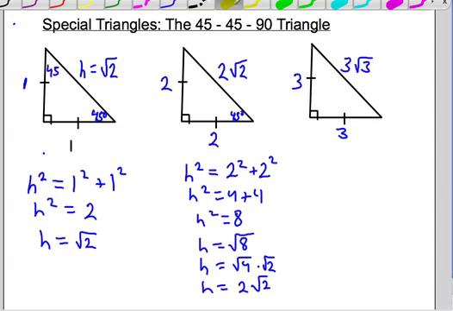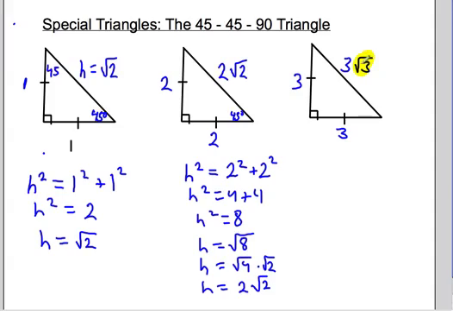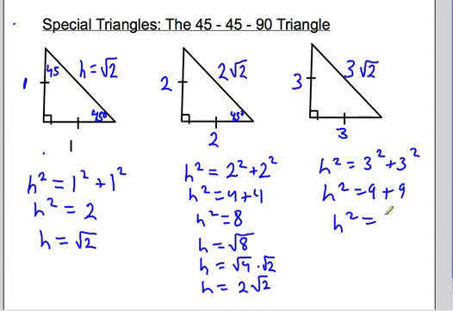So what we get here is, oops, let me just back up a second. I made a slight error. Here we're going to get 3 root 2. So let me actually work that out. The hypotenuse squared is going to be equal to 3 squared plus 3 squared. Hypotenuse squared equals 9 plus 9. Hypotenuse squared equals 18. H equals root 18, which is root 9 times root 2, which is 3 root 2.